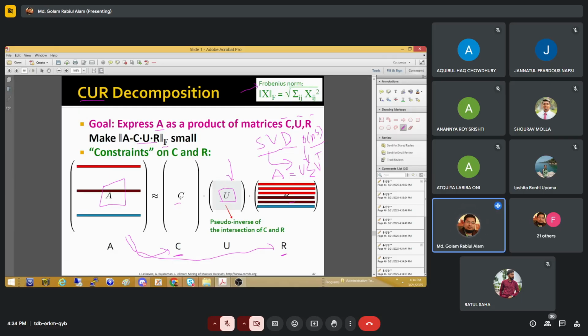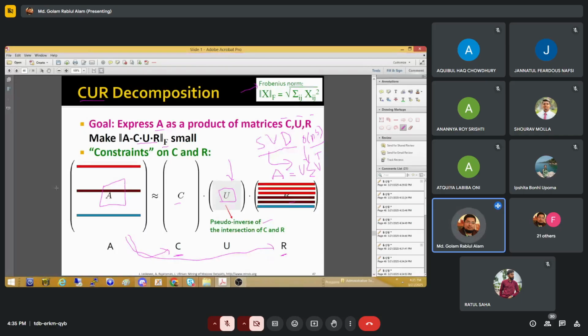Okay, so that means we have to select the columns, but we have to apply some policy to select them. Then we select some rows from A, and again we apply some policy for that. Then we find the intersection between C and R, that is the columns and rows, and compute the pseudo inverse of that. That will give us U. So this is the layman description of CUR. That means we select some columns and some rows from the original data set, and then find the intersection of rows and columns.